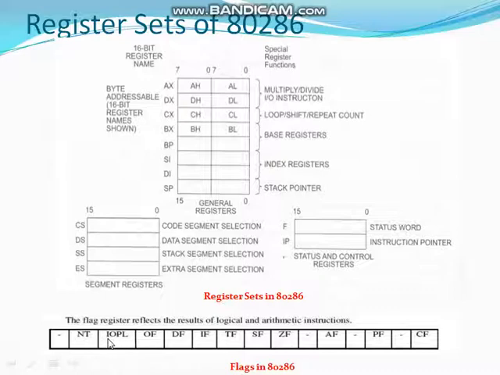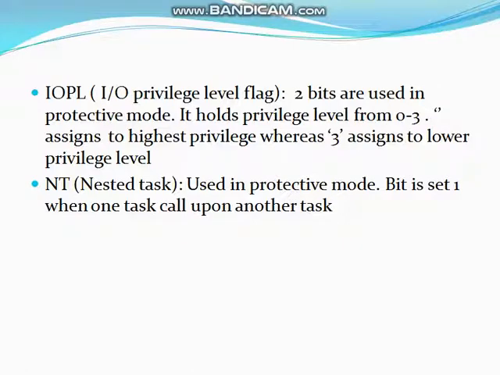They are used in the second mode, the operating mode of the 80286, that is the protected virtual addressing mode. First of all, we are going to discuss these two, that is the IO privilege level flag. The 80286 has different privilege levels. For IO, these are the two bits, one is I for input, O for output. These are the two bits used in the protected mode. It holds the four different privilege levels.